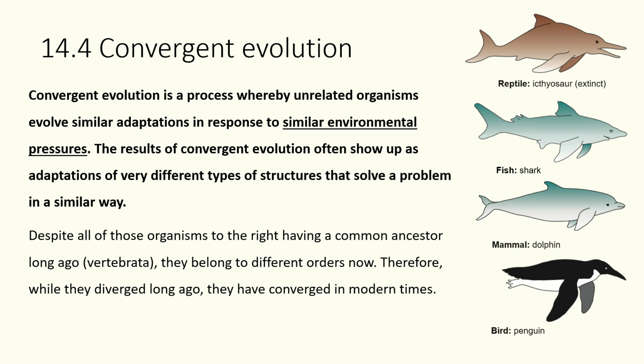We can see here reptile, fish, mammal, bird, all four groups represented in these organisms that are aquatic. They're marine, they're living in a wet environment where they need to be hydrodynamic so they can swim effectively. They need to have flippers that allow them to move effectively. They need to have tails that allow them to steer and stabilize in the water. So this particular streamlined shape is a fantastic example, along with tail fins and flippers, of convergent evolution.